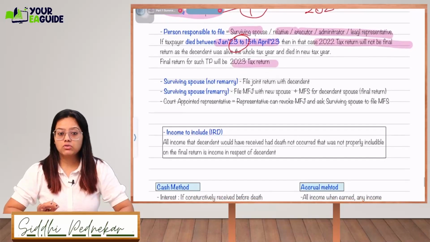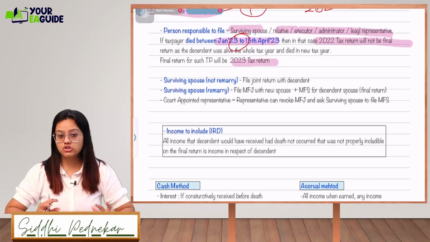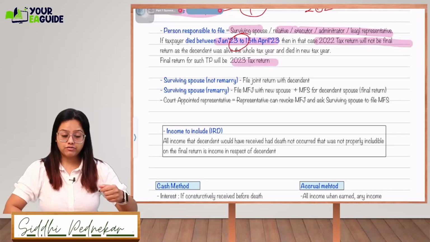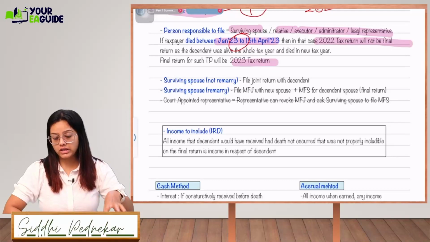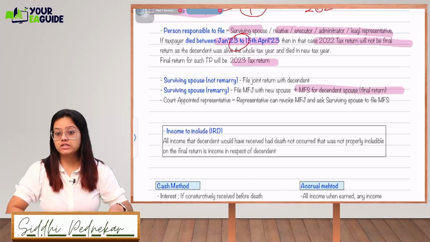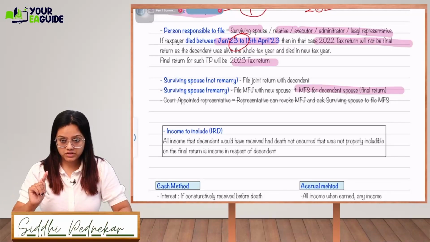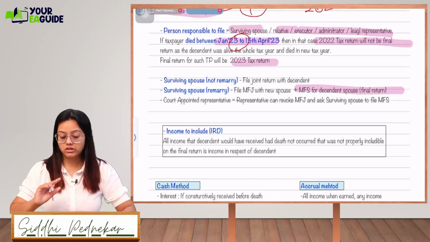Okay, the surviving spouse, if she is not remarrying, then files the joint return with the decedent. If she is remarrying, she will have to file MFJ with the new spouse. And for the old spouse, who is dying, we are going to file an MFS return for the decedent spouse, and that will be a final return. A check mark will be made on the box as a final return.